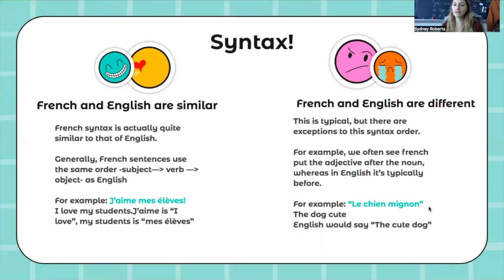And then we've got some differences. Pretty typical, but there are exceptions in syntax order. So for example, we often see French put the adjective after the noun, whereas we pretty much always in English put the adjective before the noun. So for example, in French, we would say le chien mignon, which would translate directly to the dog cute. In English, we would say the cute dog, but it has the same meaning.